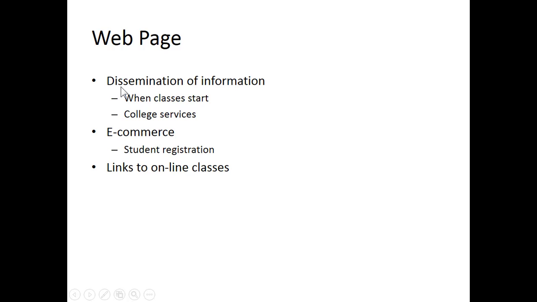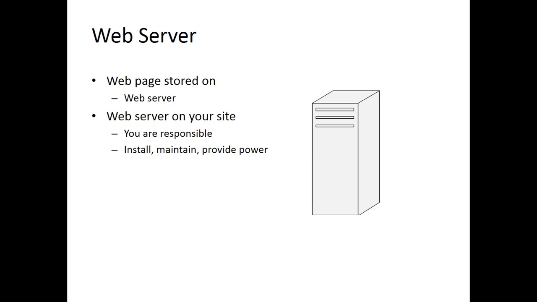That is to say, dissemination of information is a one-way street. Users pull information off of the website just to see, for example, what classes are available. E-commerce allows users to interact with the website, meaning register for classes. The CCBC webpage allows for dissemination of information, allows students to register for classes, and it provides links to online classes in Blackboard, for example.